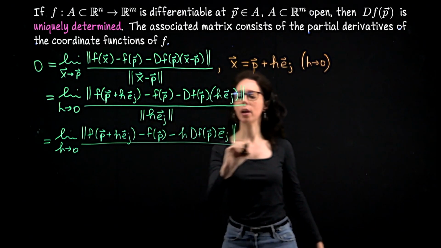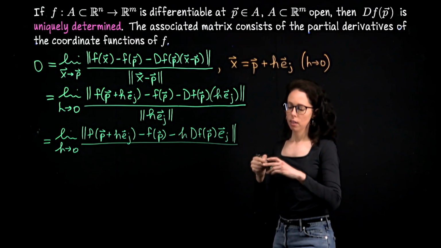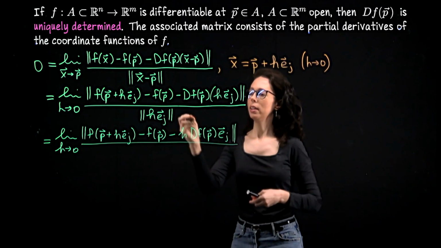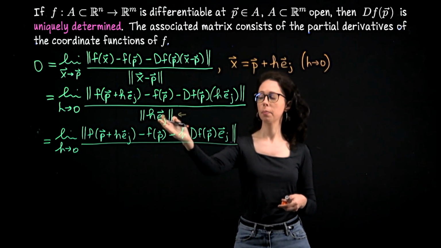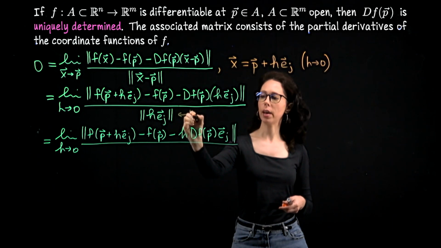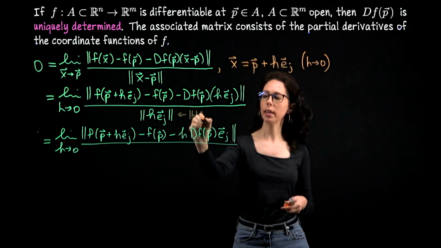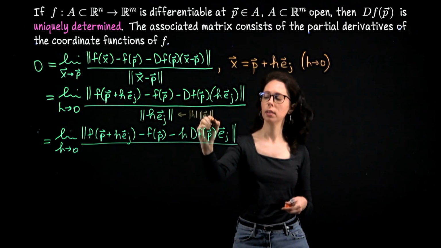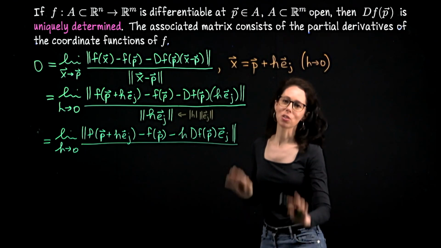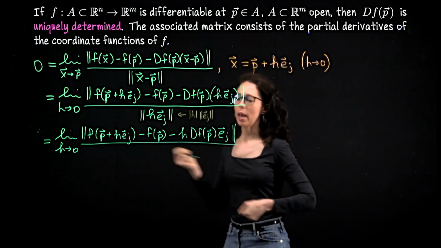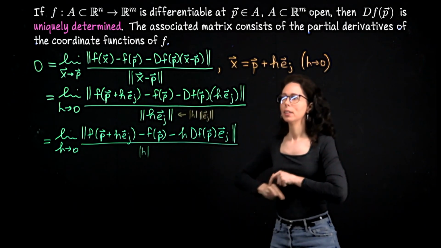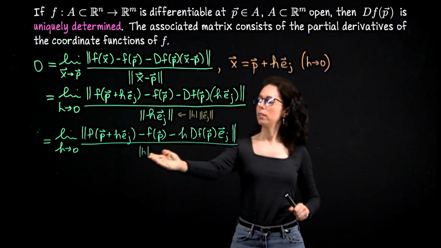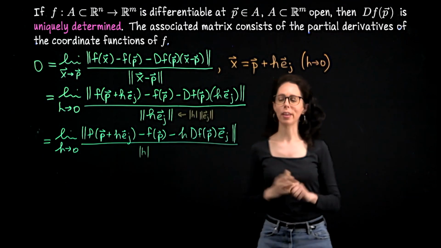And then for the denominator, I want you to be careful because when I evaluate this norm here, it's a scalar times a unit vector. So you could think of this as the absolute value of h times the length of e_j, which is 1. My warning was don't write just h in the denominator, it's the absolute value of h. Okay. I don't know why sometimes I write not fancy h and sometimes I write fancy h. Not sure.